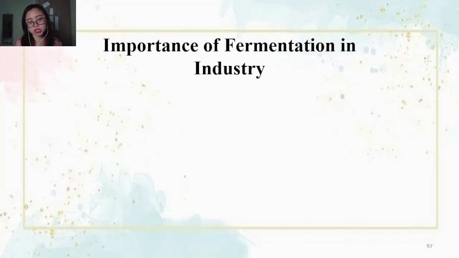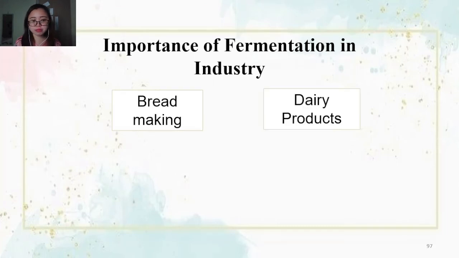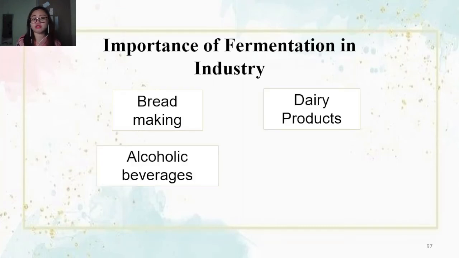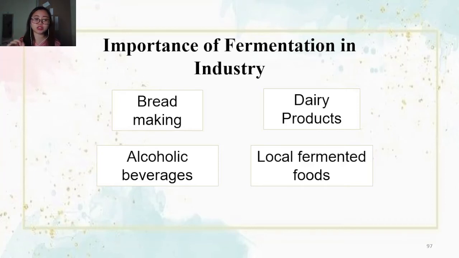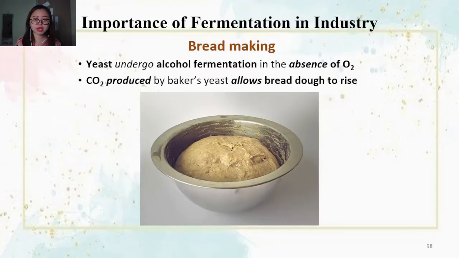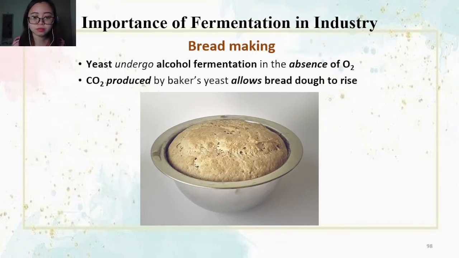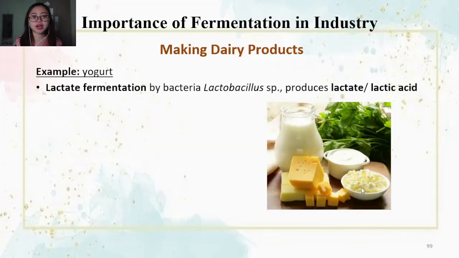Fermentation is important in our industry. It's important in bread making, making of dairy products, making of alcoholic beverages, and making of local fermented foods. So let's have a look at how fermentation plays their role in each of these aspects. So when it comes to bread making, fermentation plays its role through yeast. So yeast would undergo alcohol fermentation in the absence of oxygen. Carbon dioxide produced by baker's yeast allows for the bread's dough to rise, and that's how you get nice, fluffy, and light bread. Fermentation is also important in the making of dairy products.